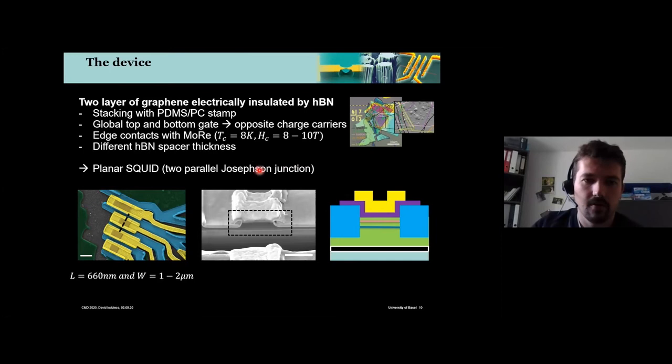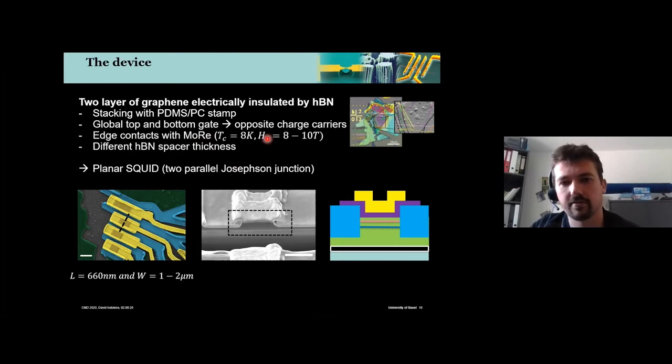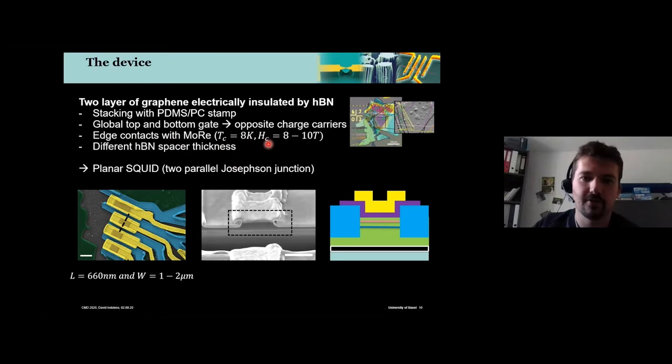A comment on the side: the edge contacts which we use were made of molybdenum rhenium. And this was used because in the end, what we want to study is the interplay between the quantum Hall effect and superconductivity in the structure. And for this, we need a superconductor which can sustain high magnetic fields. And the critical magnetic field of molybdenum rhenium is, in our case, between 8 and 10 Tesla.